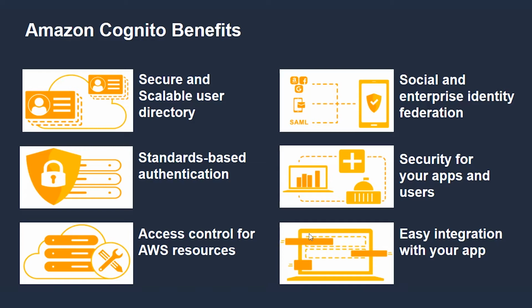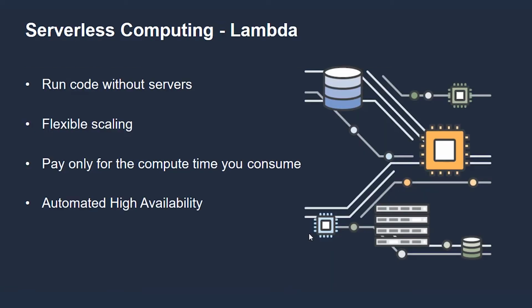Now that we are familiar with Amazon Cognito, let's move to serverless computing on Lambda. AWS Lambda lets you run code without provisioning or managing servers. You pay only for the compute time you consume. There is no charge when your code is not running. With AWS Lambda, you can run code for virtually any type of application or backend service, all with zero administration. Just upload your code and Lambda takes care of everything required to run and scale your code with high availability.